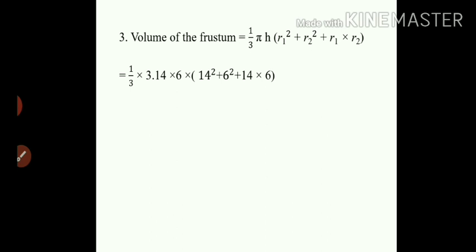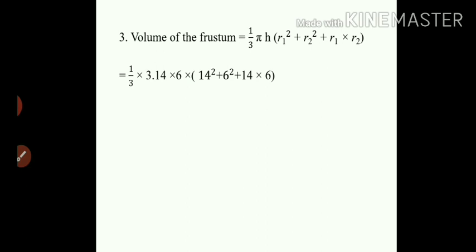Multiply by pi, pi means 3.14, which is given. Multiply by h, h is the height, which is 6 centimeter. Multiply by, now see the bracket part, R1, radius 1 is 14, R1 square, so 14 square, plus we have R2 square, so R2 is 6, that is 6 square, plus R1 multiplied by R2, means 14 multiplied by 6.